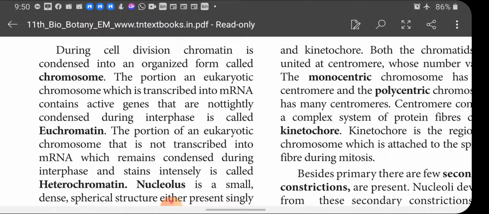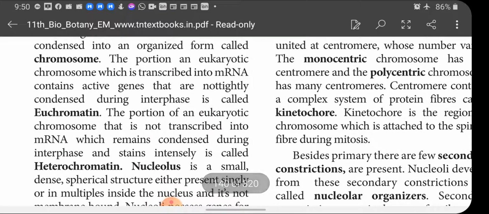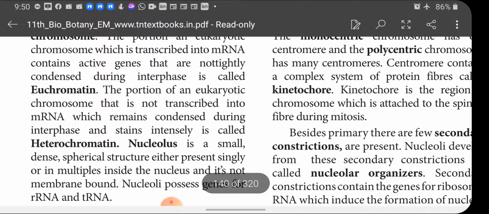structure called chromosomes. The portion of a eukaryotic chromosome which is transcribed into mRNA, contains active genes and is not condensed during interphase, is called euchromatin. The portion of the eukaryotic chromosome that is not transcribed into mRNA, which remains condensed during interphase and stains intensely, is called heterochromatin. Actually, this euchromatin and heterochromatin we can discuss in detail in our 12th standard.